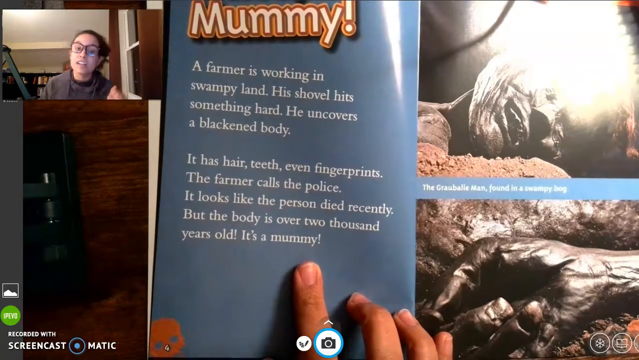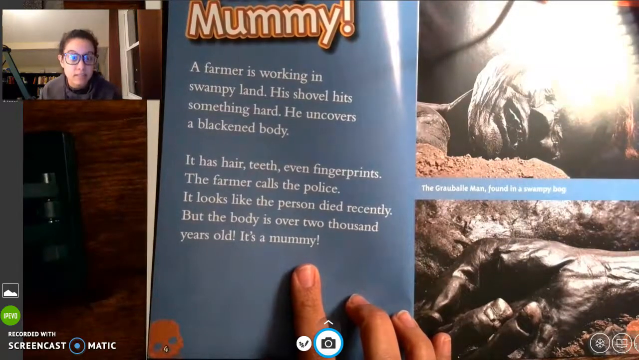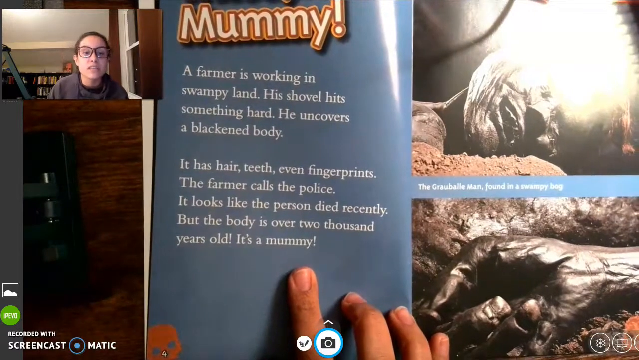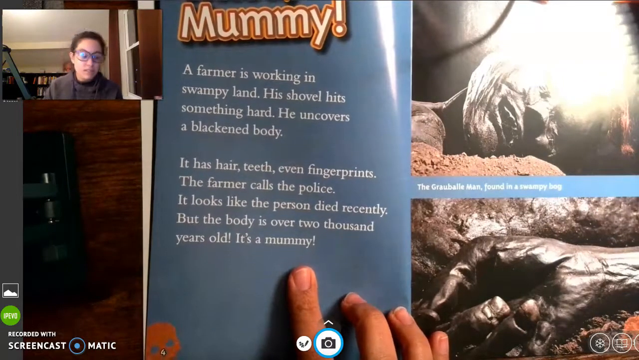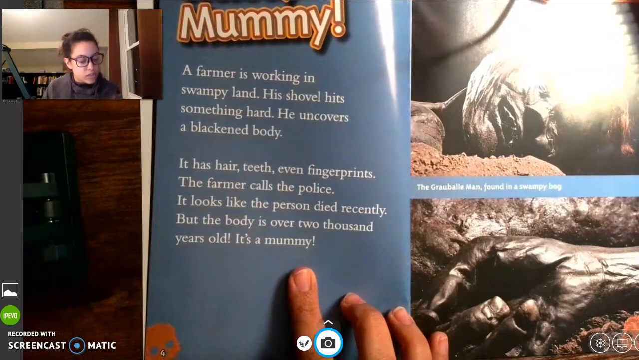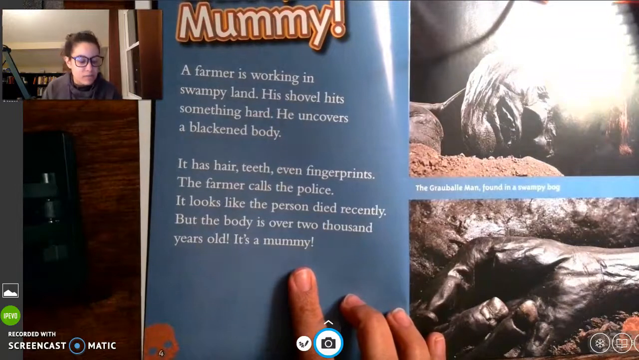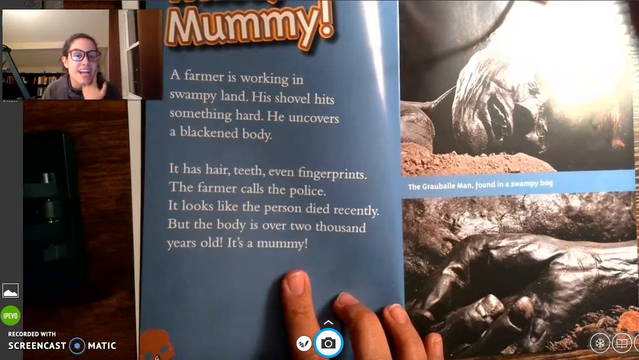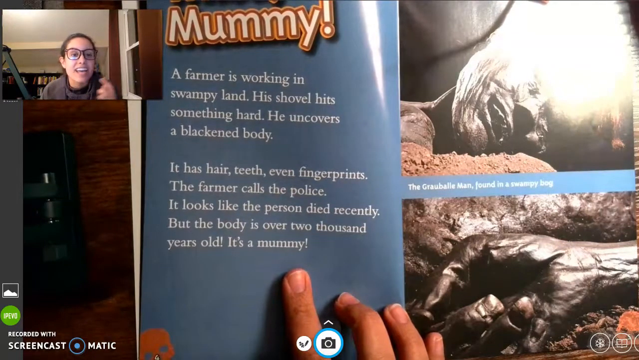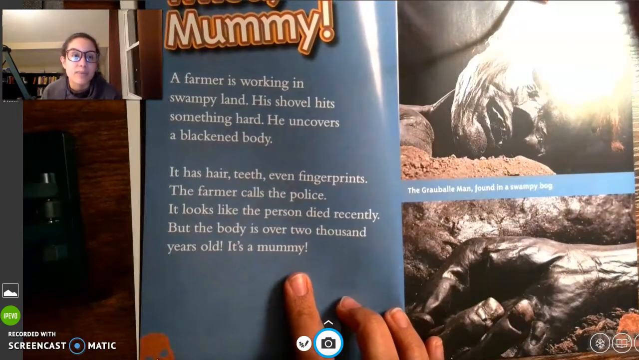Is that fascinated? No, give it some life, give it some spice. That's not it. It has hair, teeth, and even fingernails. The farmer calls the police. It looks like the person died recently, but the body is over 2,000 years old. It's a mummy. What? That is some shocking information. So when we're choosing to be powerful nonfiction readers, I really want us to think about how to be fascinated, thinking about the tone in our heads as we're reading and how we're asking questions and making wonders as we're reading nonfiction.